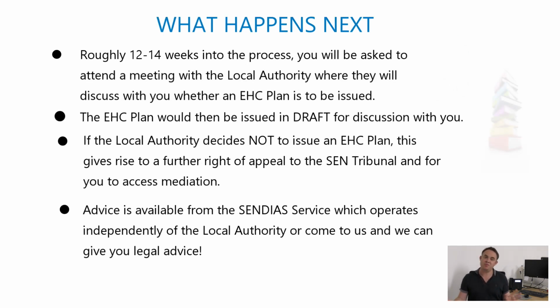So roughly 12 to 14 weeks into the timetable, what you can expect is a meeting to be called with the local authority, with your school, and possibly even with professionals. And at that meeting, the local authority will discuss with you whether they're going to issue an education, health and care plan. We're going to do a separate video on what an education, health and care plan looks like and how you need to go about it once they issue it. But essentially, if they say they are going to issue an education, health and care plan, they would then be required to provide a draft copy of that plan to you and enter into discussions with you about the content. If they decide they're not going to issue an education, health and care plan, then that will trigger another right of appeal for you to the Special Educational Needs Tribunal, and the option of utilising mediation as well.